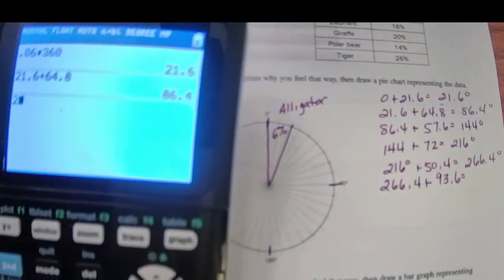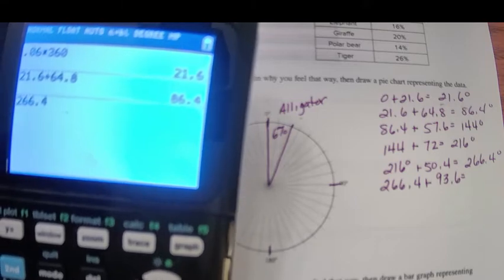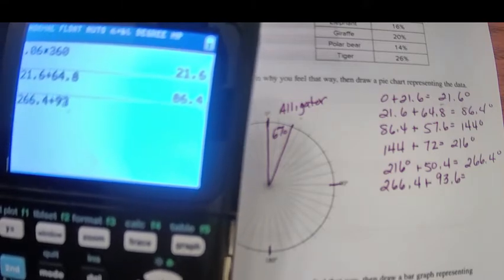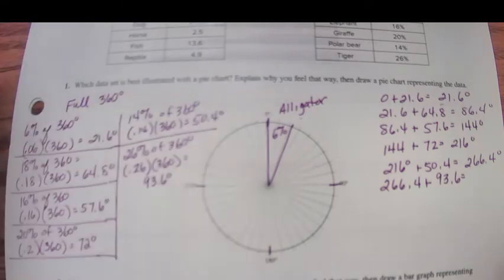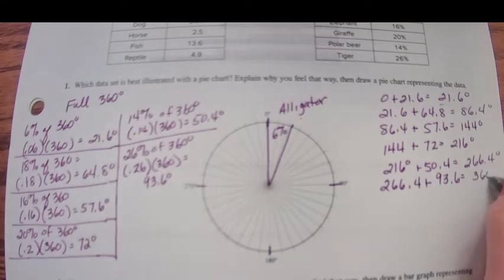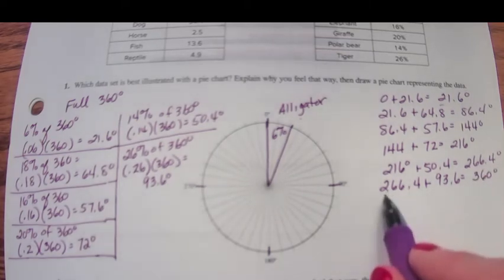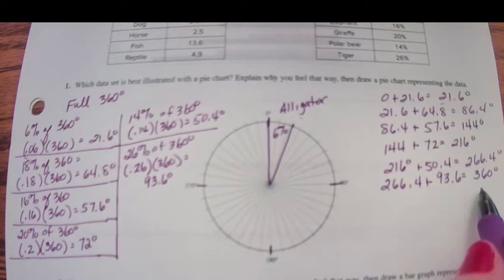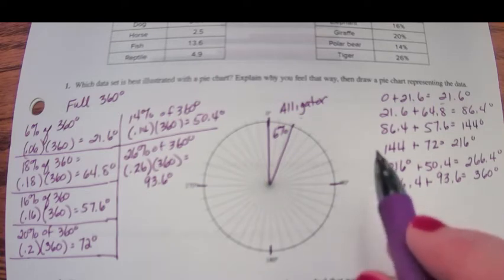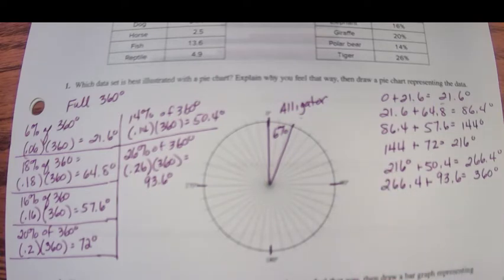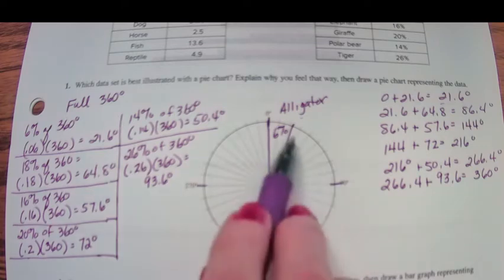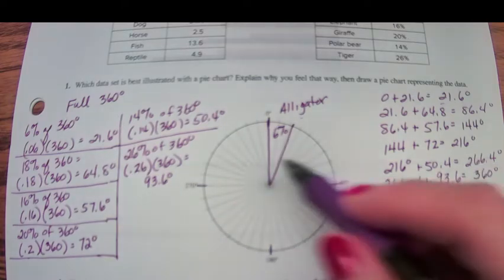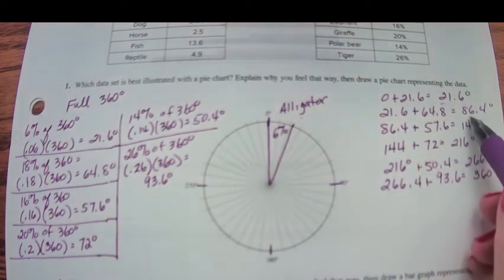So 266.4 plus 93.6, yep. This one's going to start at 266.4 degrees and end at the top of my circle, which is 360. So we're going to use our ticks here to estimate where our ending point is.